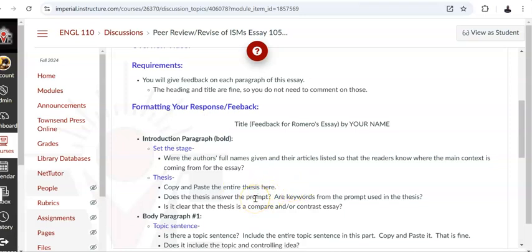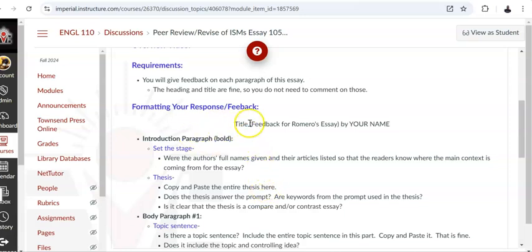And then you're going to answer this question. Does the thesis answer the prompt? Were the key words from the prompt used in the thesis? Is it clear? And this was a compare and contrast essay. It's the same essay you guys did a few weeks ago. Is it clearly a compare and contrast essay? Well, let's take a look.